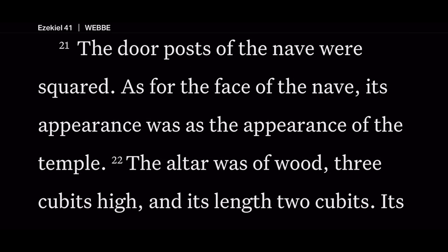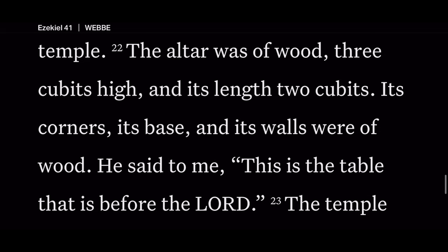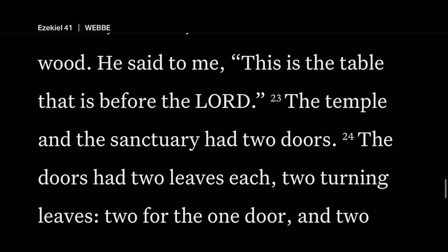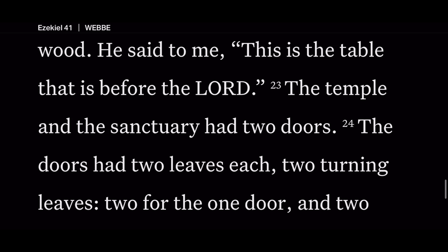The doorposts of the nave were squared. As for the face of the nave, its appearance was as the appearance of the temple. The altar was of wood, 3 cubits high, and its length 2 cubits. Its corners, its base, and its walls were of wood. He said to me, "This is the table that is before the Lord."